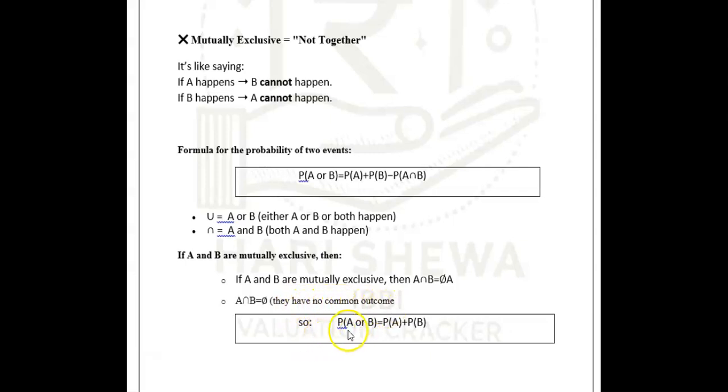So this formula is P(A or B) equals P(A) plus P(B). Sometimes an MCQ comes: what is the equation for mutually exclusive events? This is the equation. What is the equation of probability of the two events? This is the equation.